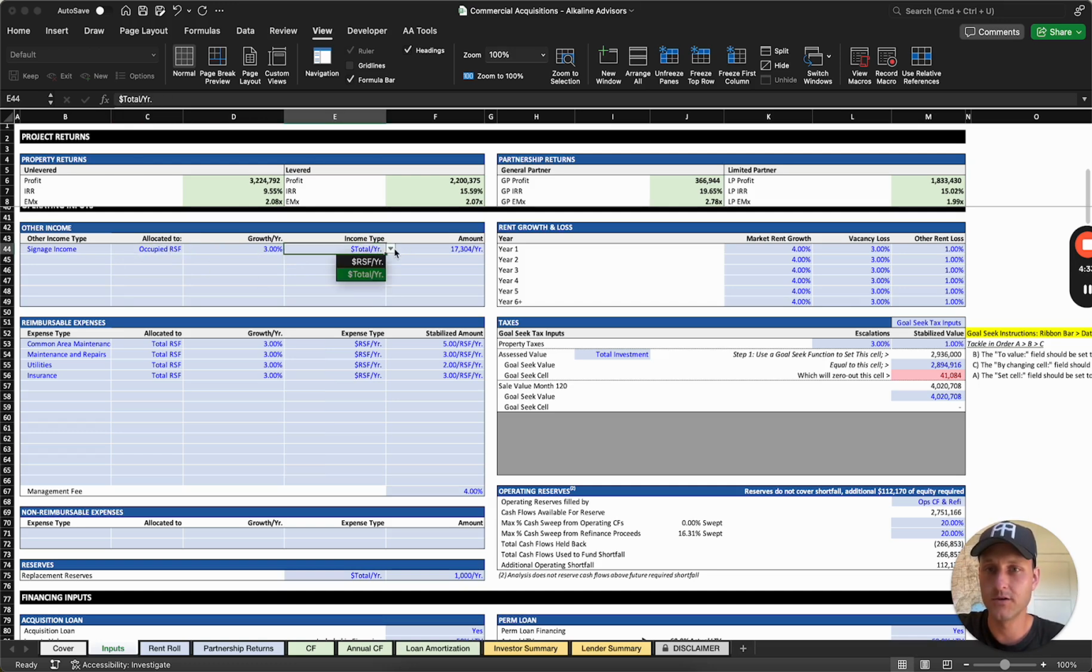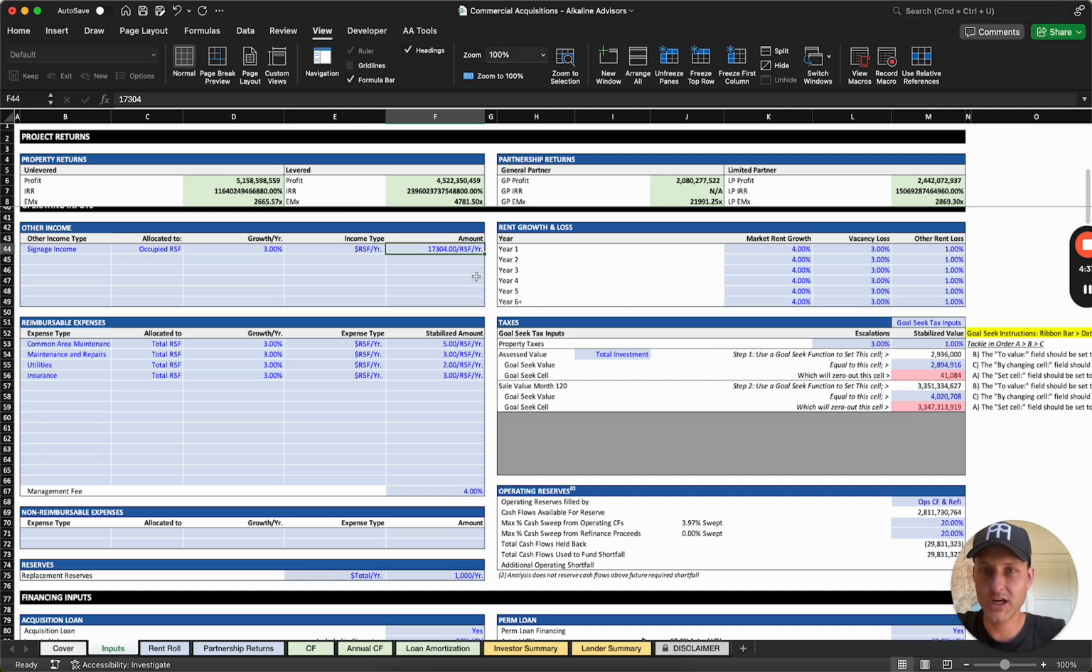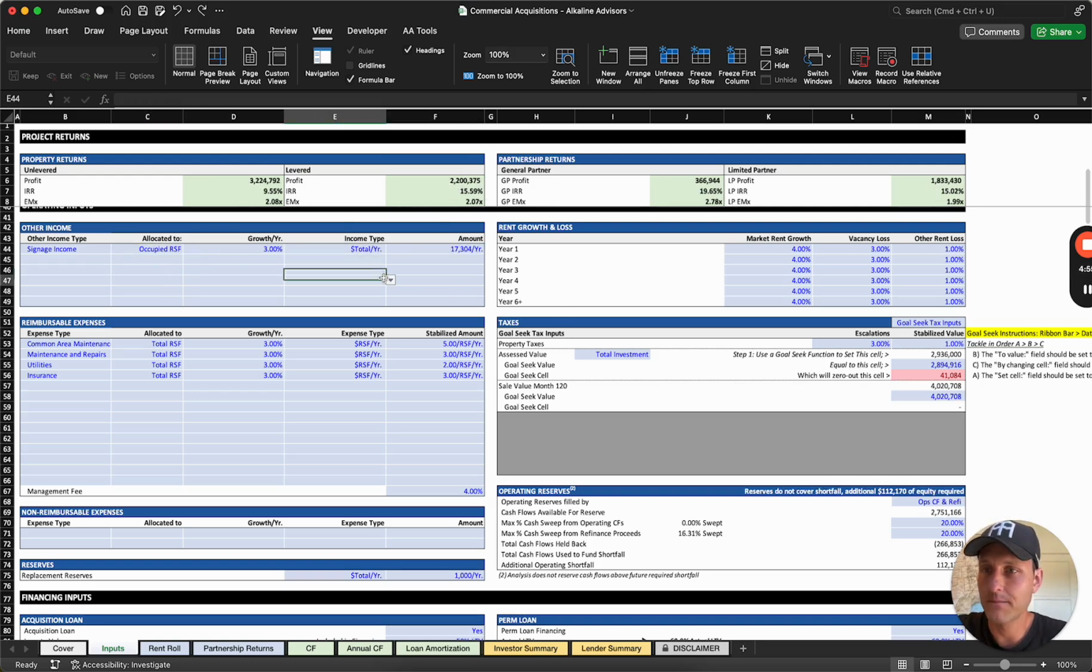But if we wanted to do, for instance, rentable square foot per year, then everything changes. So we can say it's going to be signage income, let's say $25 per rentable square foot per year based off of the occupied rentable square footage. If we wanted to do based off of the total square footage, you'll see how that impacts the return metrics. Now we'll just go back to what we had before.